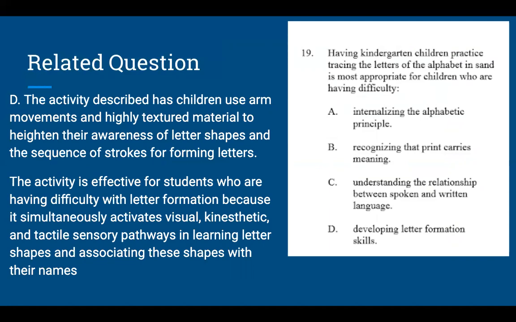This activity is effective for students who are having difficulty with letter formation because it simultaneously activates the visual, kinesthetic, and tactile sensory pathways in learning the letter shapes and associating the letter shapes with their names. This question is really important because you're focusing on what the students are doing. All they're doing is tracing letters of the alphabet in sand. They're not hearing a letter and then tracing it. They're not reading it in print and then writing it down. It's explicitly focusing on their ability to write the letter and know the shape of the letter.